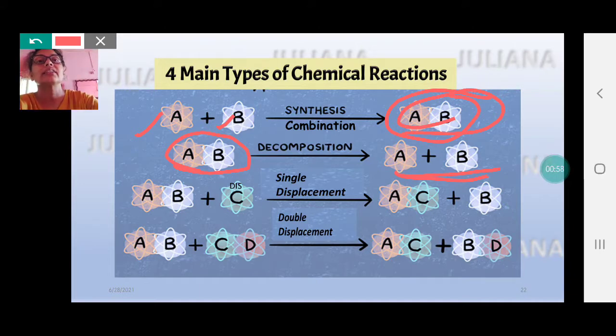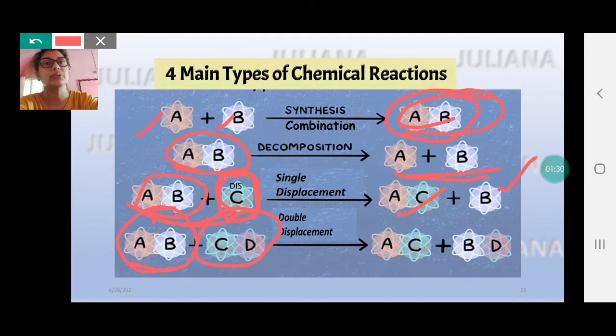In the third example, you have one compound and one element, and the element displaces another element from the compound and takes its place. Therefore now you get B, which is separated, and A has combined with C, so you get AC, another compound. This is known as single displacement because only one element is displaced.